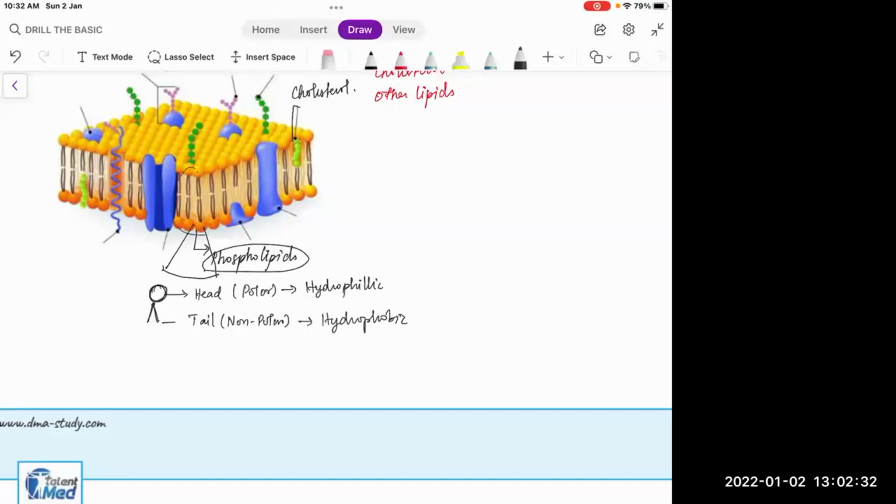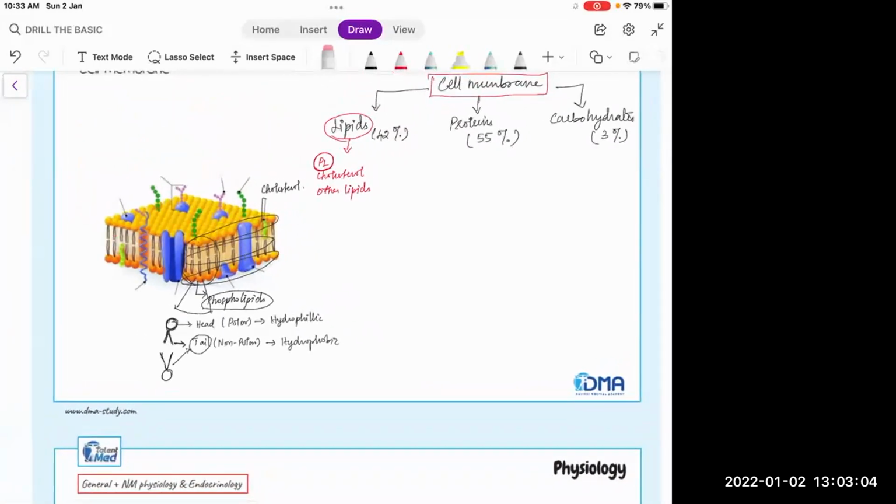When you look into the structures, you have one phospholipid arranged in this manner and another phospholipid which is arranged in the inverse manner. So the tail portion of both the phospholipids is facing inside. The tail part is facing inside. That is the non-polar. Whereas the head portion of both the phospholipids is facing outside. Why it is arranged so is because the head portion is polar.